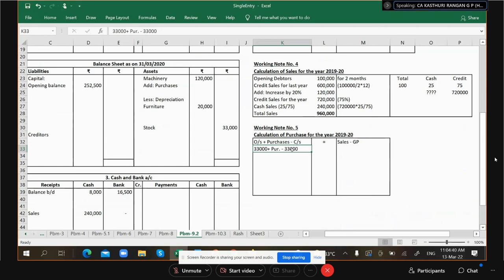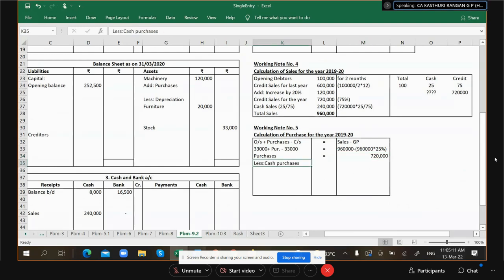Opening stock is 33. Closing stock is 33. Purchase we have to find out. What is sales minus gross profit? 960 is the total sales minus 20% of 960 is the gross profit. Therefore, what is purchase equal to? Purchase equal to 720. 960 minus 240, 720. That is the purchase for the year, total purchase.